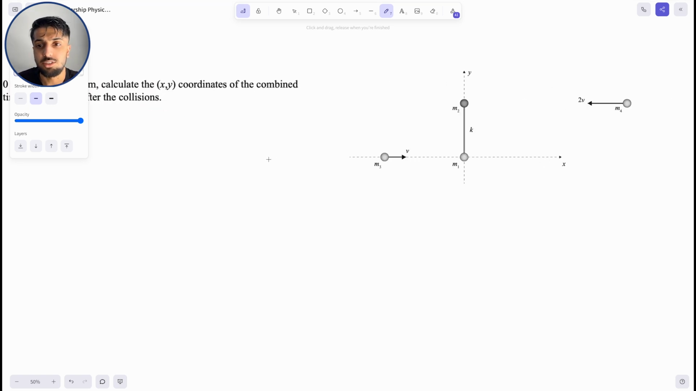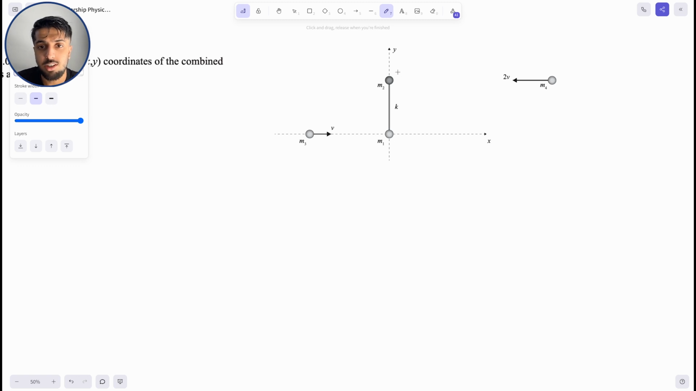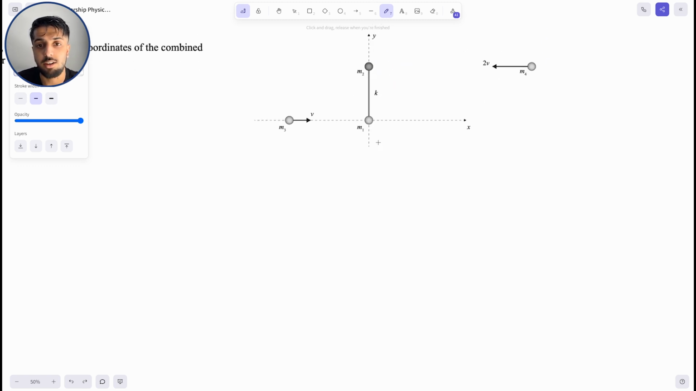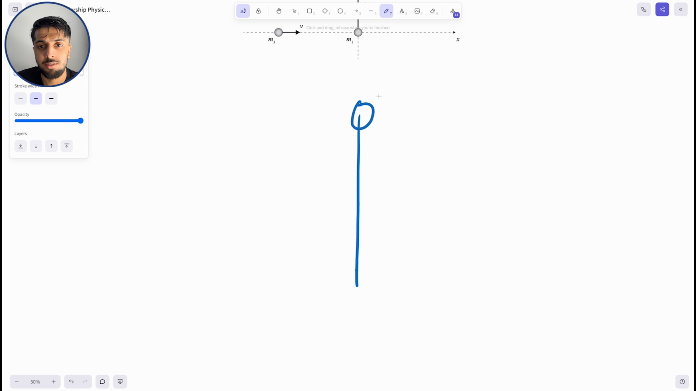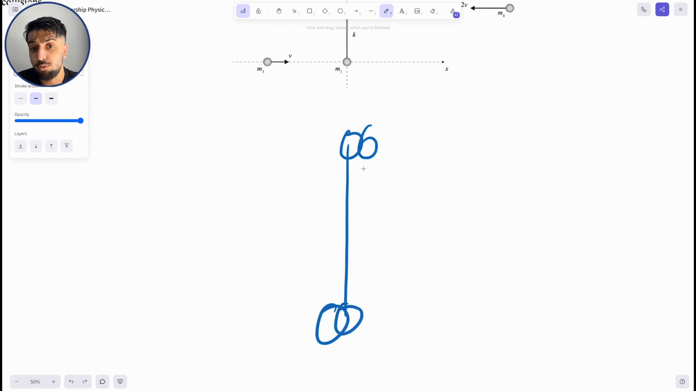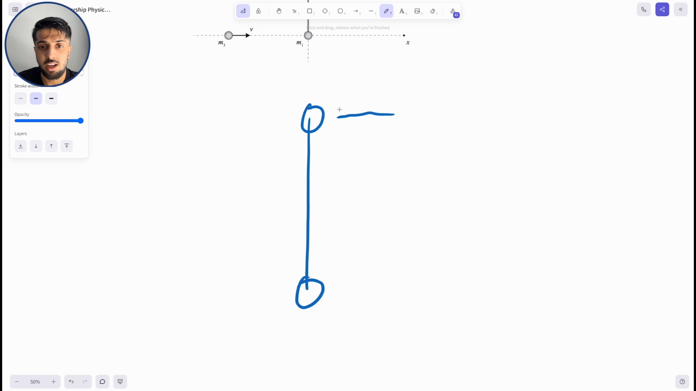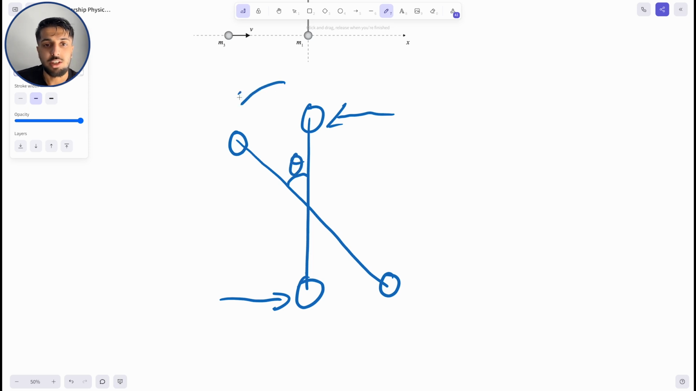If we look at our diagram over here, m2 and m4 is this top part. If we look at it after the collision, right here, this is going to be m2 and m4, so we need to find the new coordinates of those masses. For simplicity's sake, I'm going to draw them as one mass. When they collide, there's going to be a force applied here and a force applied here. As you can imagine, this is going to cause the dumbbell to rotate, like so, and there's going to be an angle right here, which we can call theta. So this is rotation right here.